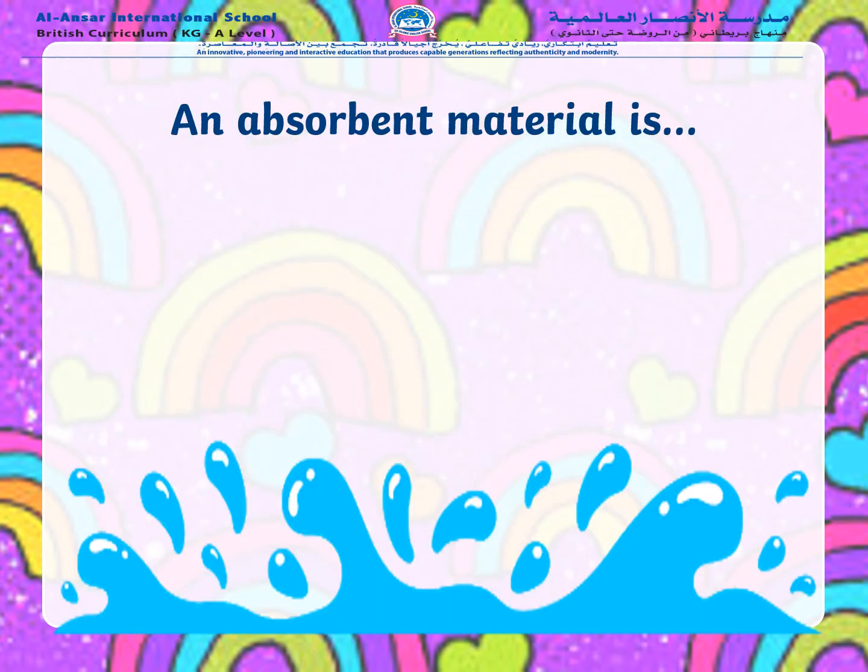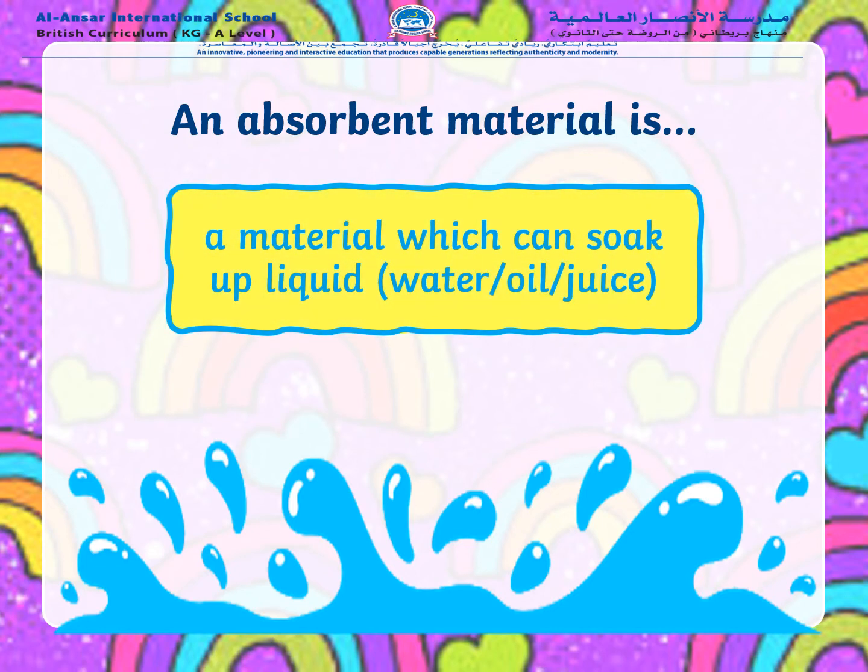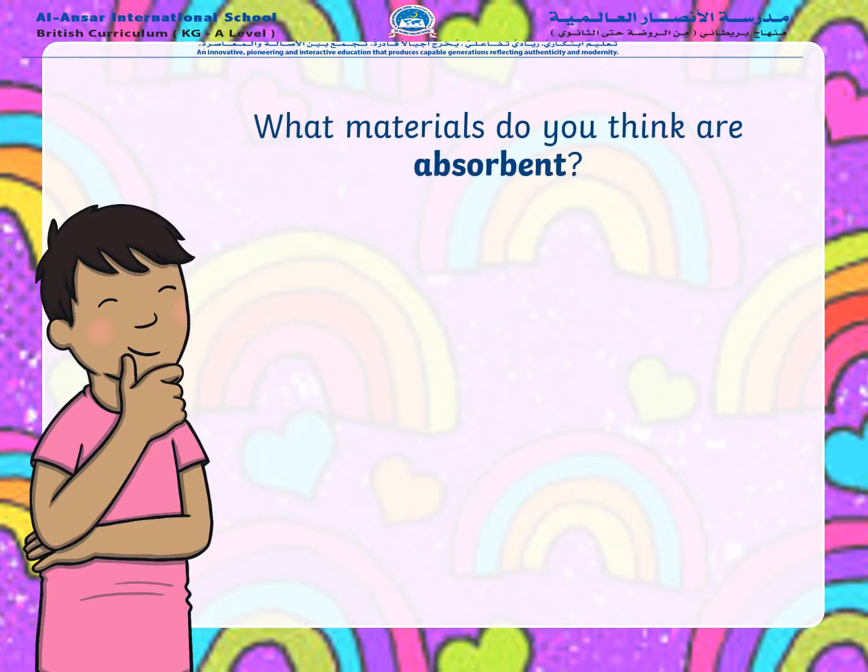What are absorbent materials? An absorbent material is a material which can soak up liquid like water, oil, or juices. Do you know some other liquids? What materials do you think are absorbent and why? Think for a moment. You can pause the video and take your time.